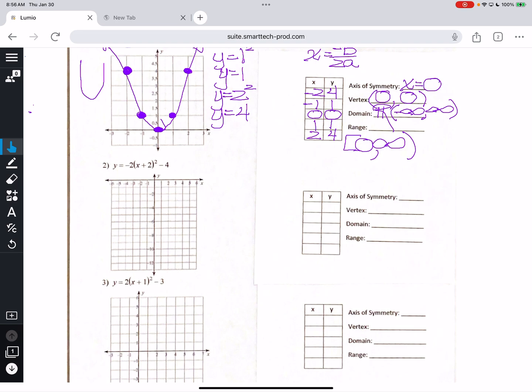So let's talk about what we got. Ordered pair. A vertex is an ordered pair, right? We agree. So I want to just make a quick mention about ordered pairs. We could have X, Y.